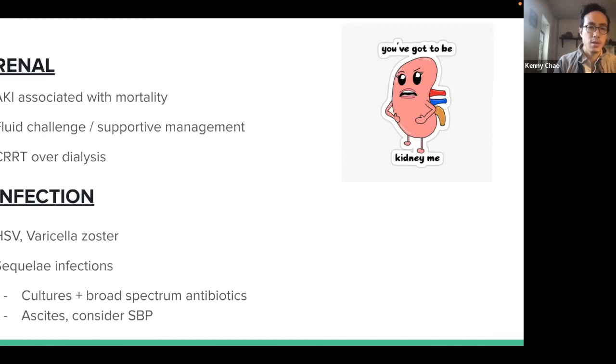And otherwise, you may have sequelae infections. Patients that are in acute liver failure are often more immunocompromised. So if you're suspecting sepsis or some kind of systemic infection, get your cultures, start your broad spectrum antibiotics. Ascites is common in liver failure, so consider getting studies for SBP.